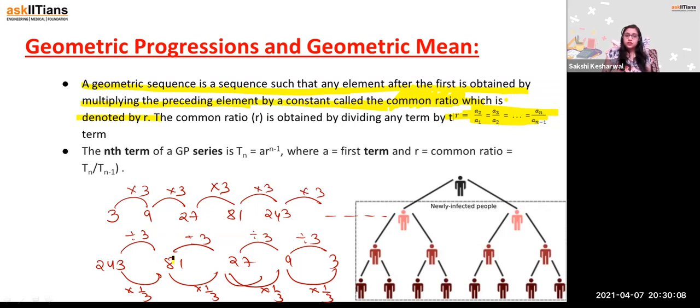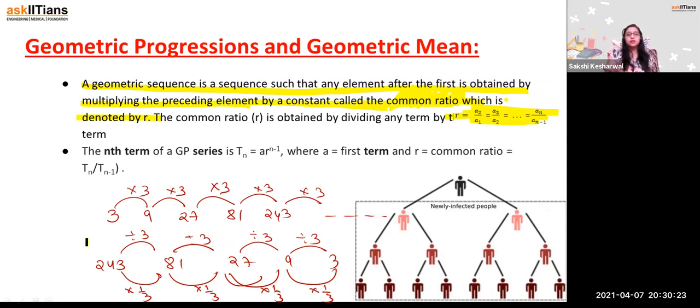Now over here also you see that 81 divided by 243, the ratio is 1 by 3. Now 27 divided by 81, the ratio is 1 by 3. 9 divided by 27, the ratio is 1 by 3. And 3 divided by 9, the ratio is 1 by 3. Right?